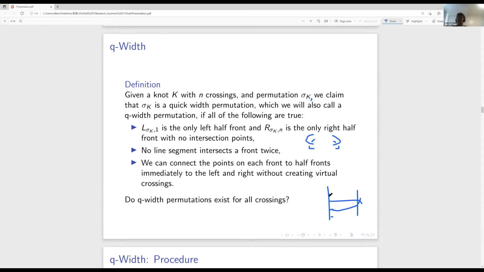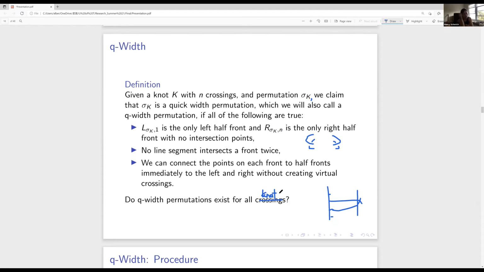Now that we have this established, we can see that drawing a knot diagram becomes a lot easier, because we can now more or less connect from left to right. But what I didn't say is, if I have a knot, whether quick width permutations actually exist for it.